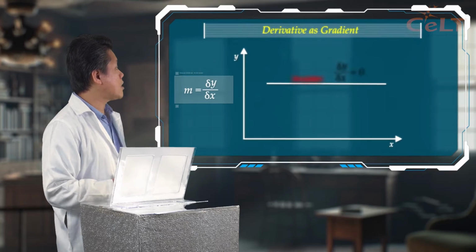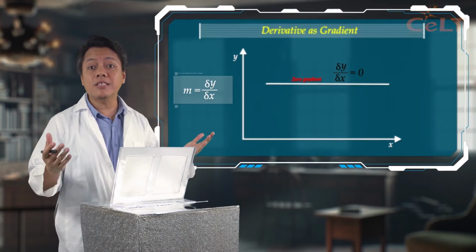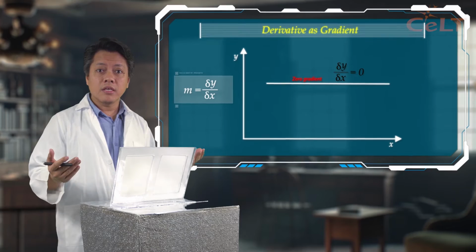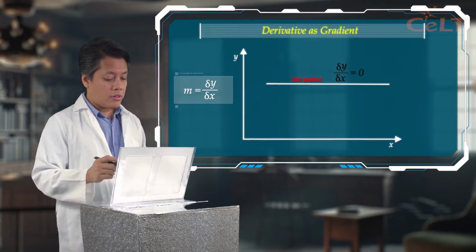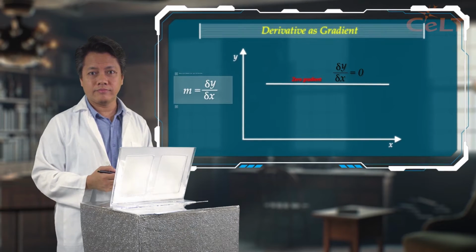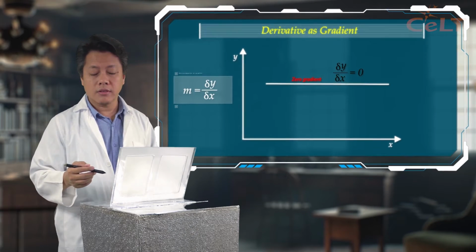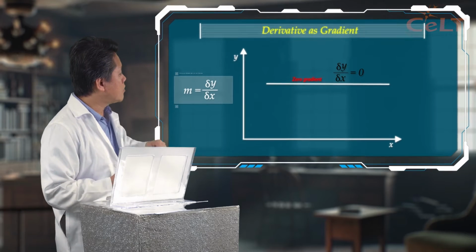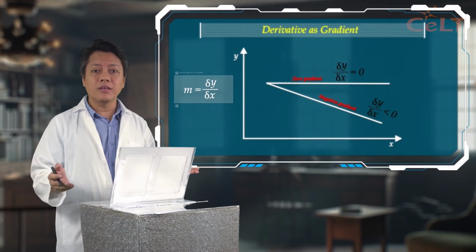Now, this shows a horizontal line. So there is no change in y. And as such, dy over dx is equal to 0. So the gradient is 0. Like we are walking in a shopping mall, that is. And this one now, this is like we are walking downhill. So the gradient is negative.